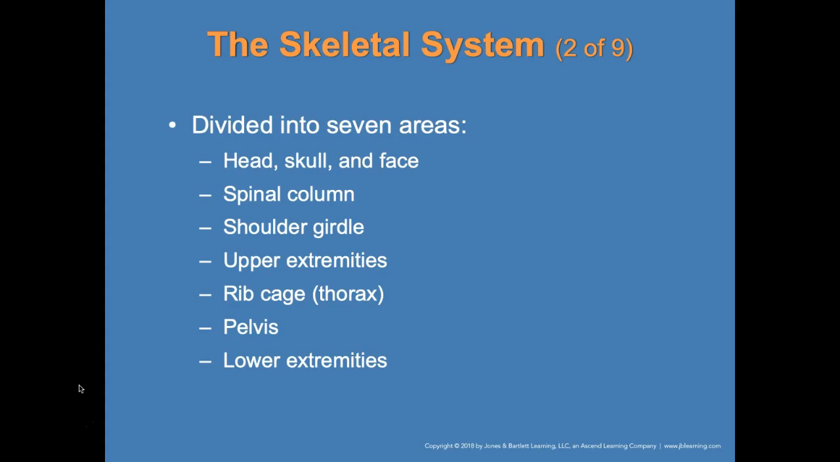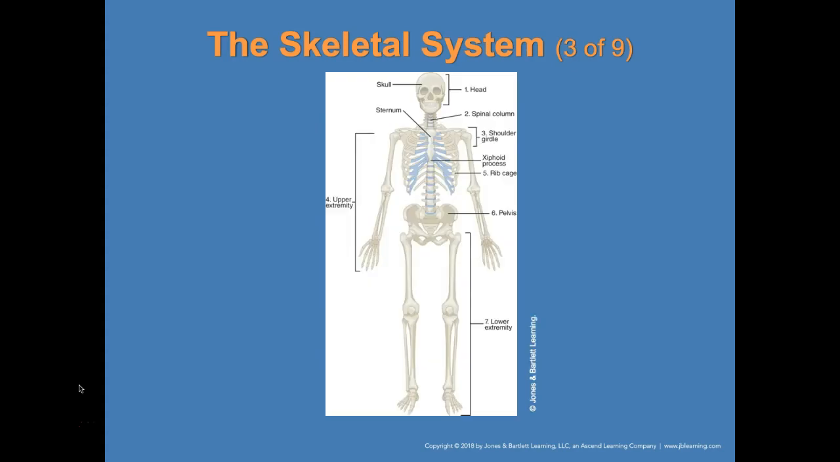Generally, it's divided into 7 areas. We have the head, skull, and face. Our spinal column, that shoulder girdle, upper extremities, the rib cage or thorax, our pelvis, and then our lower extremities. And here we can see those different sections in a diagram, just like we talked about.